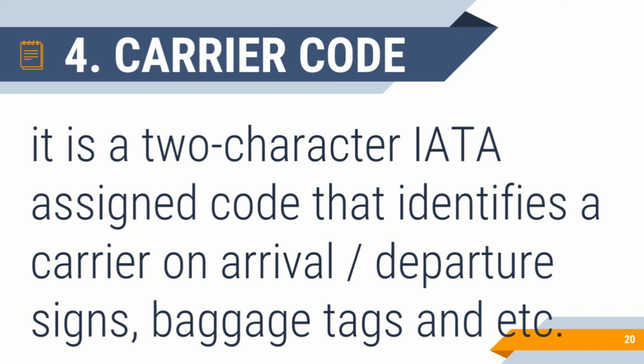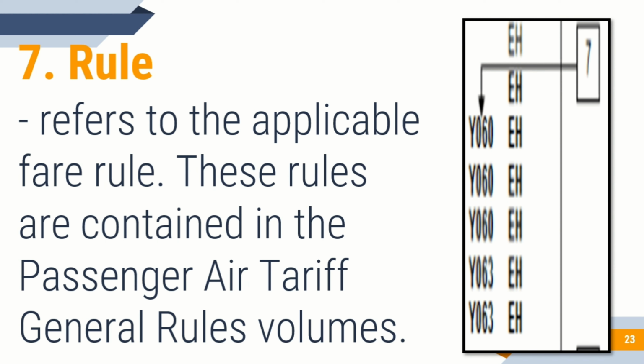MPM is the maximum permitted mileage between the headline city and sideline city for the global indicator shown. The sixth part is the global indicator. Global indicator shows the global routing direction applicable to the fare. The seventh is the rule, which refers to the applicable fare rule. These rules are contained in the passenger air tariff general rules volumes.